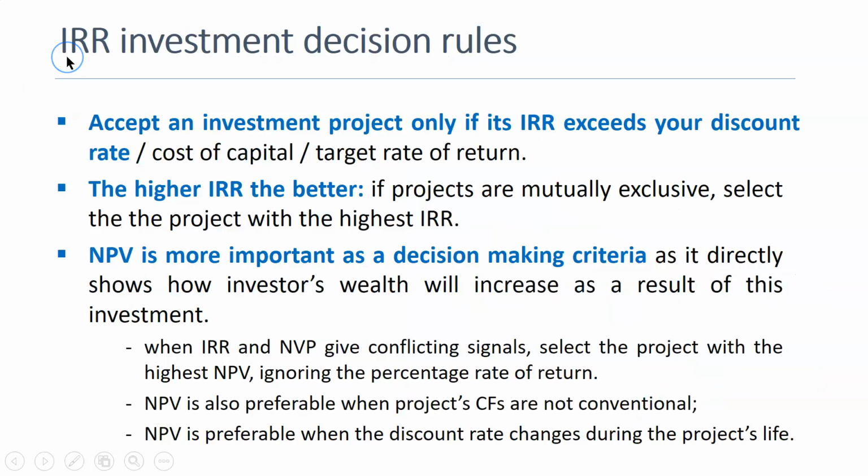Let's have a look at the investment decision rules, which are based on the internal rate of return. We are studying all of these metrics in order to be able to make investment decisions, in order to be able to appraise certain investment opportunities and decide whether we should invest or not. And if we have several opportunities, to be able to compare and choose the best one. How do we make an investment decision? First of all, we should only accept an investment project if it generates an internal rate of return greater than your discount rate.